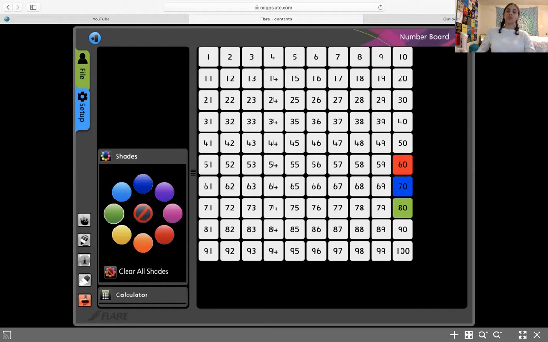Okay? So you guys can use the number chart that we have on our websites, or you may be able to use this using Clever. I'll look into it and we will let you guys know to identify the numbers that are 10 less and 10 more.